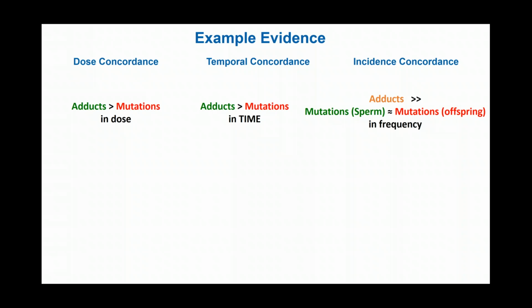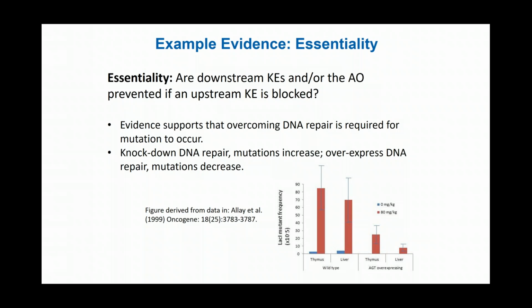And then finally, we're looking for evidence of essentiality. So if you block one of the KEs or you enhance one of the KEs, what happens downstream of that to the subsequent key events or the adverse outcome? In this example from Lei et al., we have evidence supporting that overcoming DNA repair is required for mutation to occur, and we have this through a line of mouse that has an AGT overexpression.